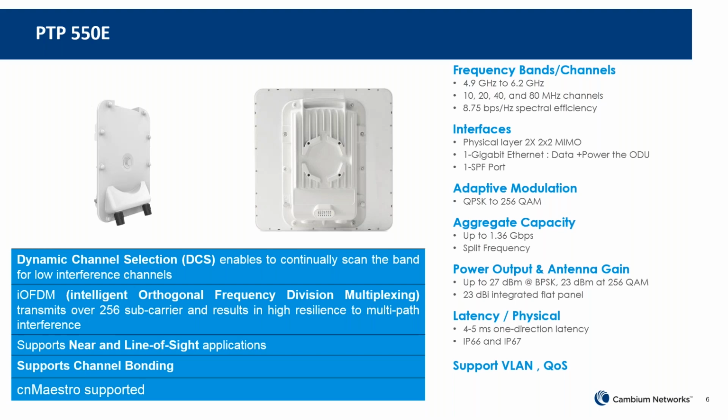The 550 mainly comes in two flavors, as you can see on your screen. One is the connectorized version, the picture on the left, and the integrated 23 dBi radio, which is on the right side of the picture or the center of the picture.